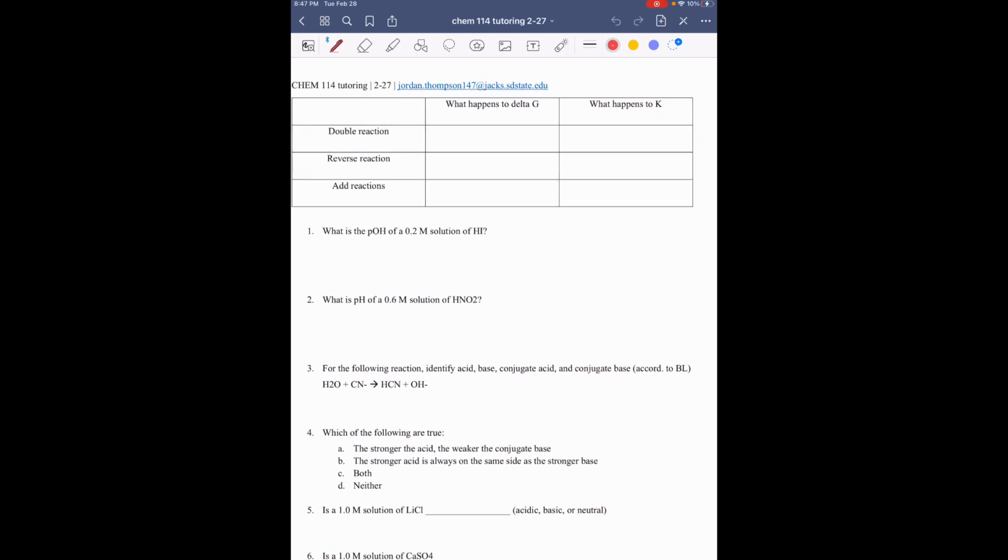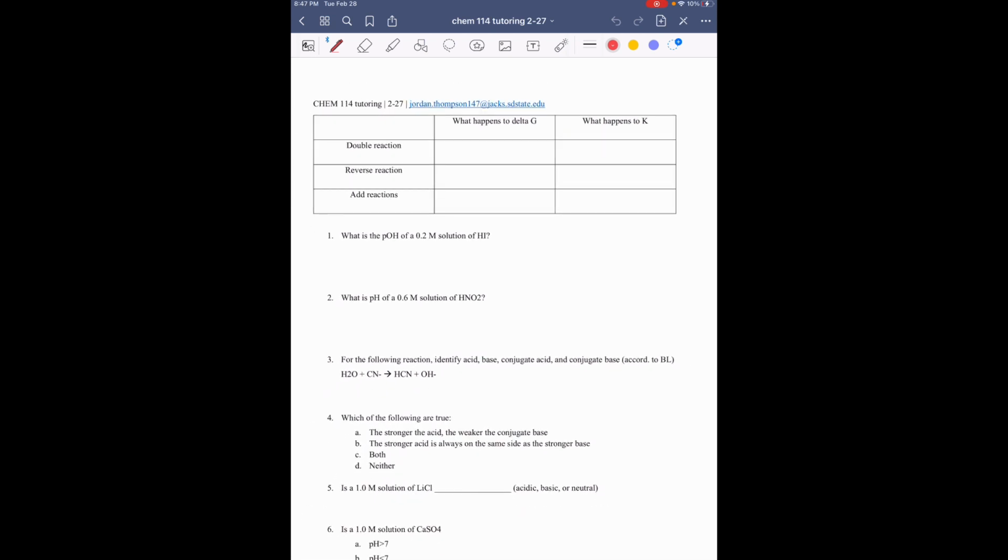Okay, so first, I wanted to review what happens when you manipulate different reactions. So if I double a reaction, delta G doubles, and then K gets squared.